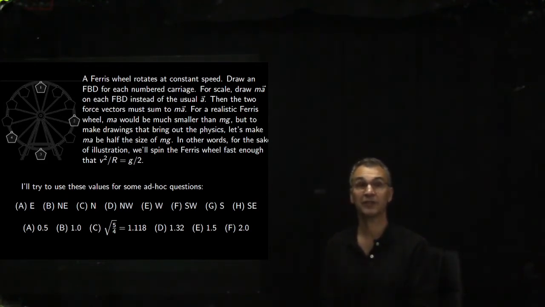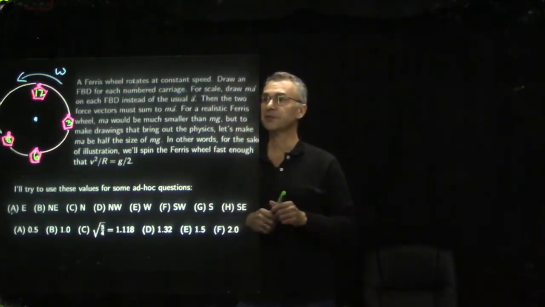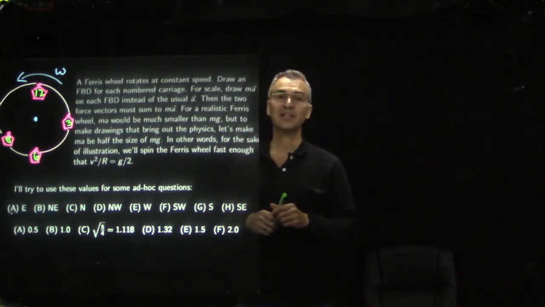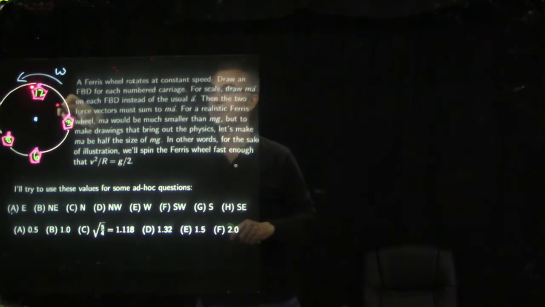Whoa, this will be a pretty exciting Ferris wheel. In other words, for the sake of illustration, we'll spin the Ferris wheel fast enough that v squared over r equals 1/2 g. So first, let's consider the acceleration vector for each one of these carriages. I don't like the original problem's numbering. I'm going to give them clock numbers. I'm going to call this one 12, this one 3, this one 6, and this one 8.